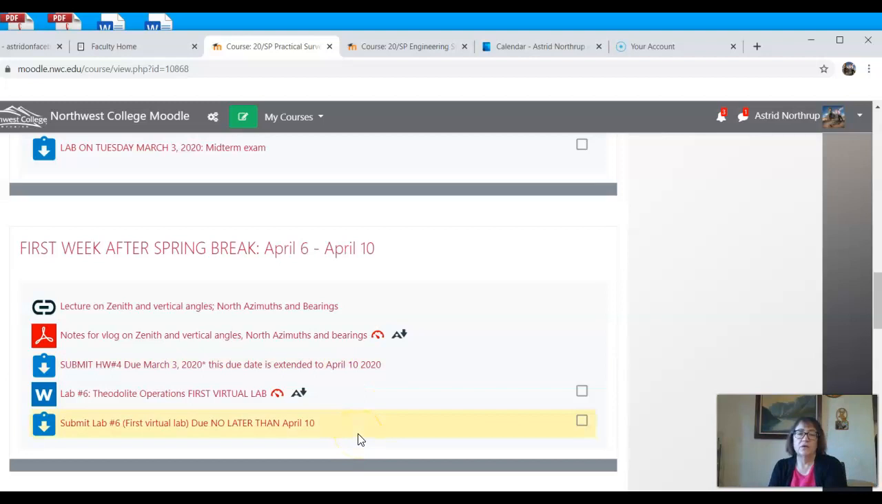So the next week, which will be April 13th through the 17th, there will be another module that looks like this. It will say second week after spring break, April 13th through April 17th. There will be some lectures, a homework assignment, and a lab assignment on the total station. Following week, there will be a similar setup, a similar module for global positioning system, and the final week of classes we'll have a similar setup for the public land survey system.